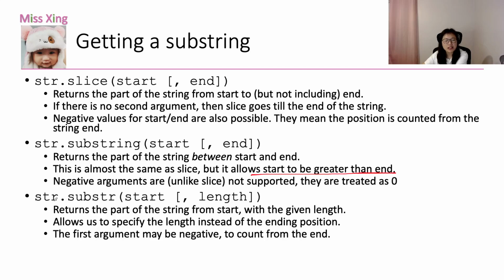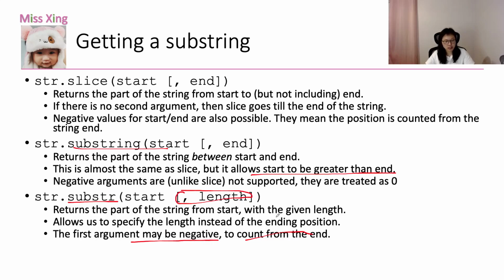And the last one is str.substr, which also has a start, but compared to substring, it takes a length, how long you want the result to be, not an end position. The first argument can be negative, and it will count from the end. This one is easy to understand. Now let's take a look at the examples one by one.